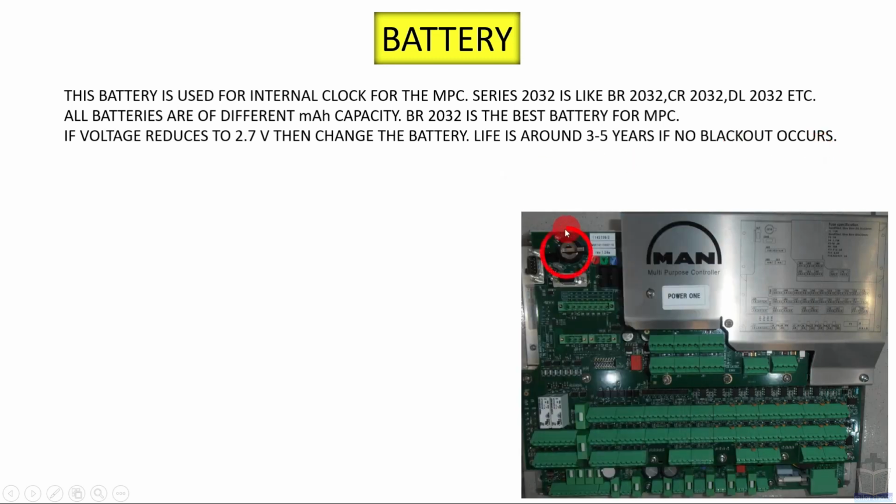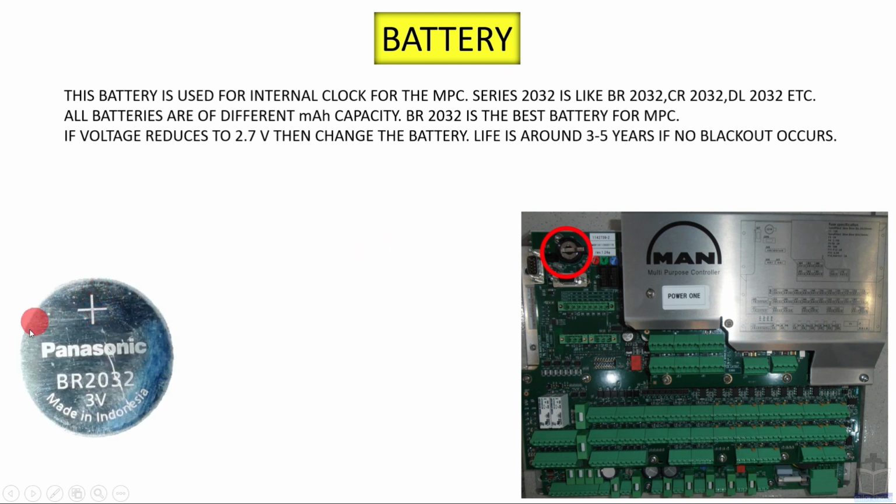This battery is located in the MPC. You just have to pull this clamp and take out the battery. This battery looks like this, BR2032 3 volt.